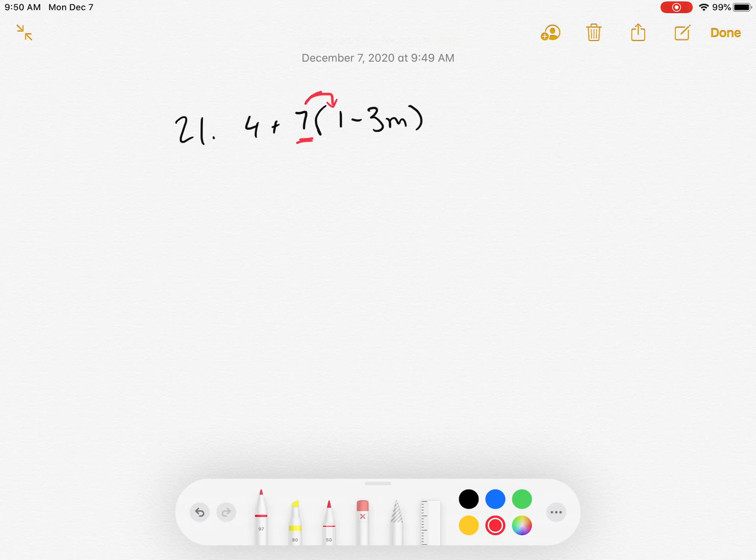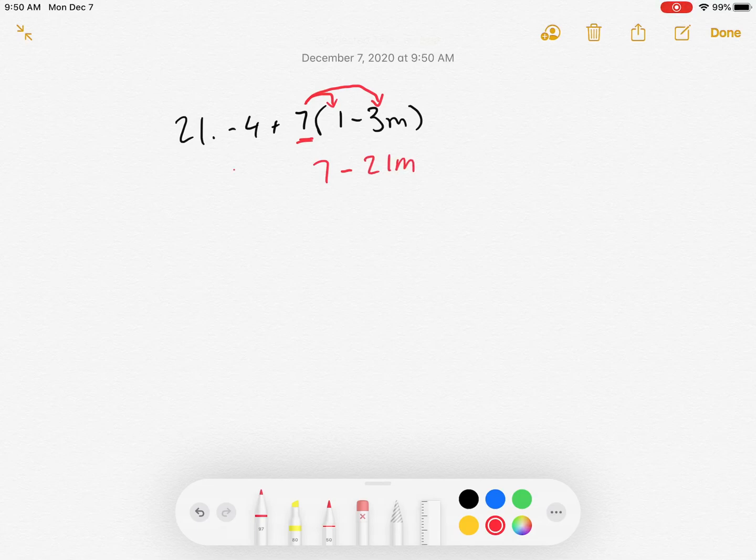So anytime we have a problem like this where we have a number directly to the left of the parentheses, our first step is going to be to use the distributive property to multiply that number into the parentheses. So when we do this, what we're doing is we're just multiplying to each term in the parentheses.